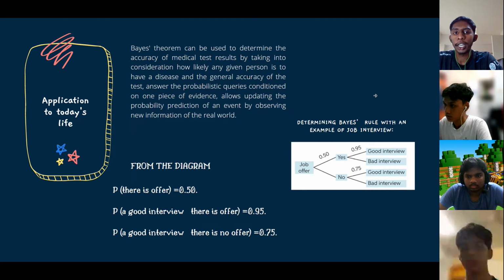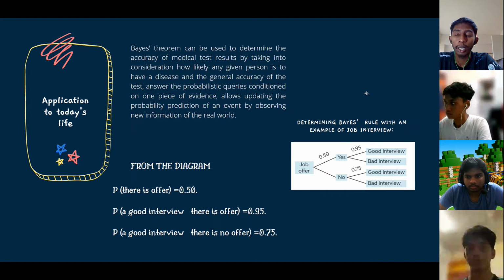Bayes' theorem can be used to determine the accuracy of medical test results by taking into consideration how likely any given person is to have a disease and the general accuracy of the test. Probabilistic theories conditioned on one piece of evidence allow updating the probability of prediction of an event by observing new information from the real world. As we can see in the diagram, determining Bayes' rule with an example of a job interview. From the diagram, P of offer is the value of 0.50. The next is the probability of a good interview given an offer, which is 0.95.